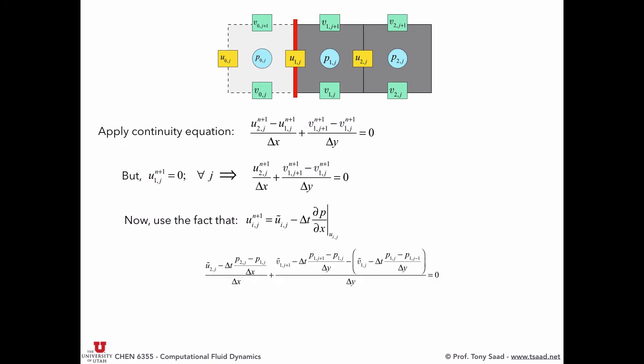So u2j n plus 1 is u2j tilde minus delta t grad p, which is (p2 minus p1) over delta x. Okay? v1j plus 1 is going to be v1j plus 1 tilde minus delta t dp/dy, and dp/dy is (p1j plus 1 minus p1j) over delta y. Same thing for v1j: it's v1j tilde minus delta t dp/dy, which is (p1j minus p1j minus 1) over delta y. Okay? I haven't done anything fancy. We're following, everything is logical.